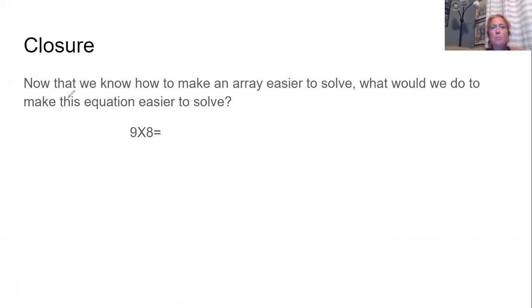Now that we know how to make an array easier to solve, what would we do to make this equation easier? All right, so if we have 9 times 8, we don't have the array right now, but we can still break this down. We still have to have the 9 groups, right? Because we didn't change that. So we would have 9 groups of what? We could have 9 groups of 3.